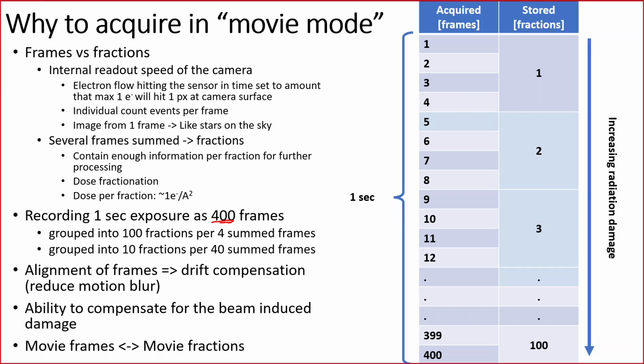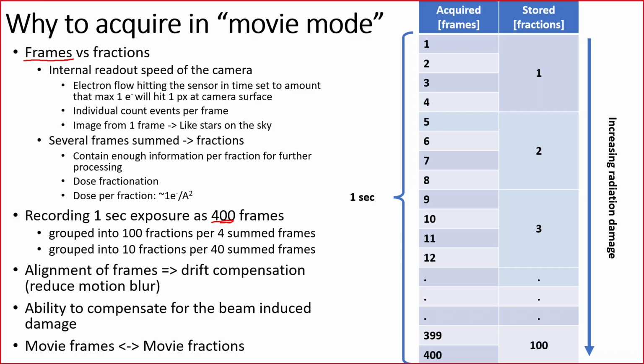Now we need to describe a little difference between frames and fractions. Usually, by definition, the frames are the internal speed of the camera. So the camera is always acquiring at this frame rate. For K2 it's 400 frames, for K3 it's 1500 frames per second.